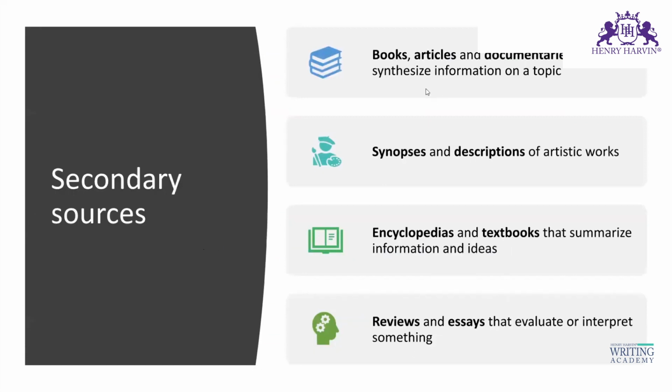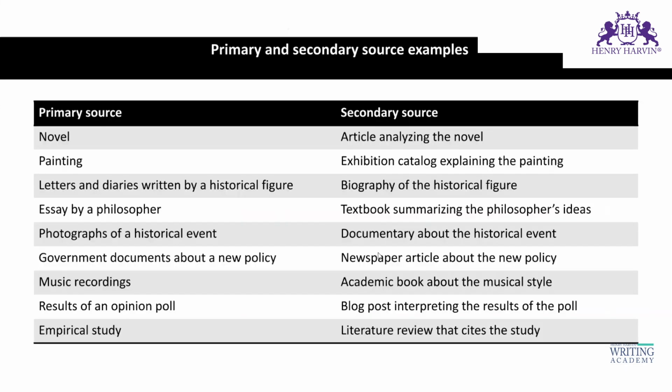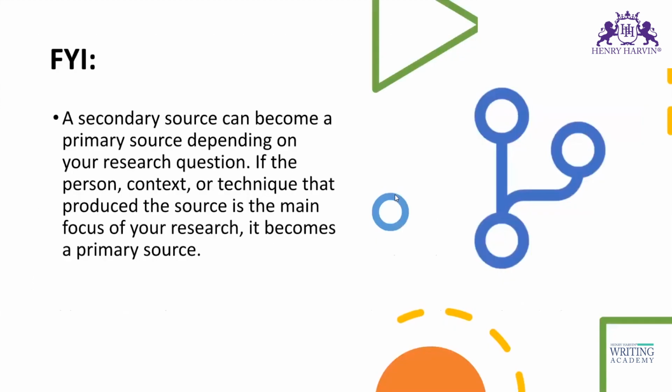Talking about the secondary ones, like books, articles, documentaries, synopses, descriptions, encyclopedias, essays, all these are secondary sources. If the primary source is a novel, then the secondary source could be an article analyzing the novel, right? And if it is a letter and a diary, the secondary source could be a biography of that. Meaning, when you go into a detailed form of what is already there, it becomes a secondary source. And if it is a direct thing, then it is primary.